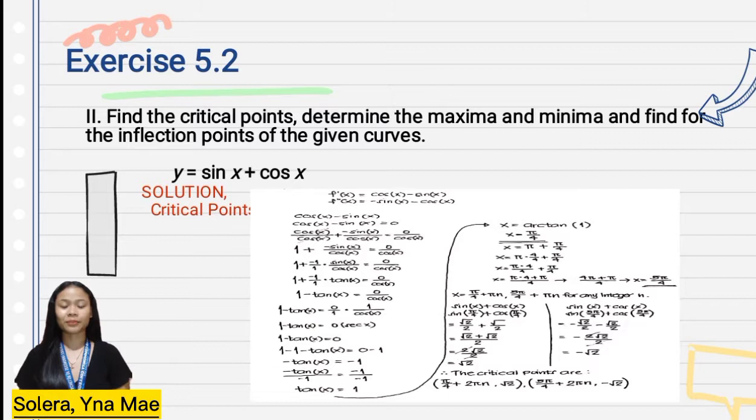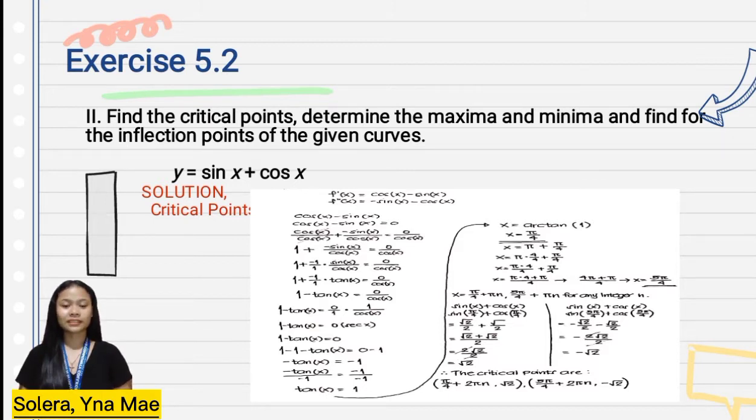Substitute the two values of x into the given equation. Sin x plus cosine x equals sin pi over 4 plus cosine pi over 4, which equals the square root of 2 over 2 plus the square root of 2 over 2, which equals 2 times the square root of 2 over 2. The 2s cancel, so it equals the square root of 2.